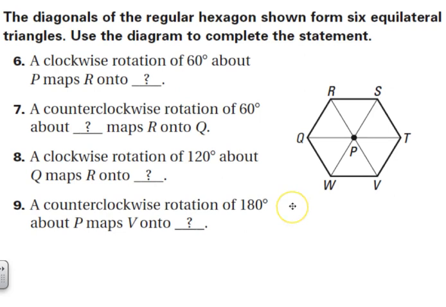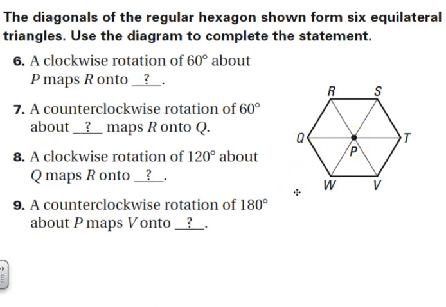So the diagonals of a regular hexagon shown form 6 equilateral triangles. Use the diagram to complete the statement. So a clockwise rotation of 60 degrees about P maps R onto blank. Okay, so first off, about P means the center. So if I want to turn things around this, they're going to tell you what the center is.